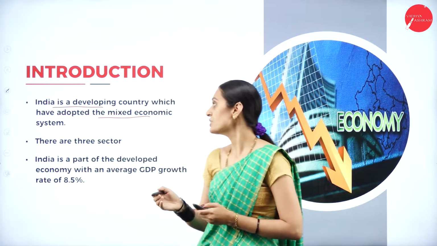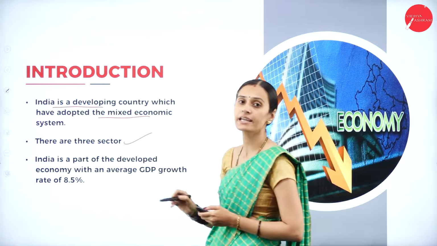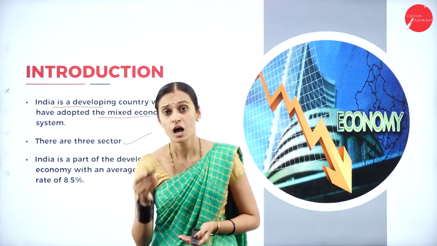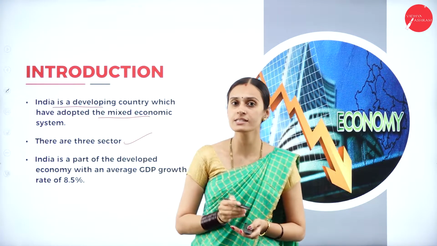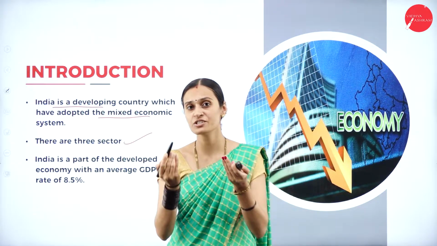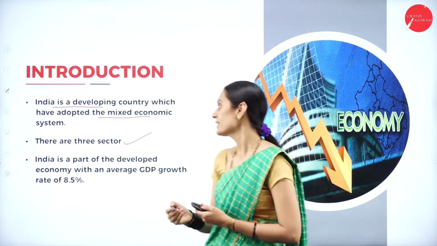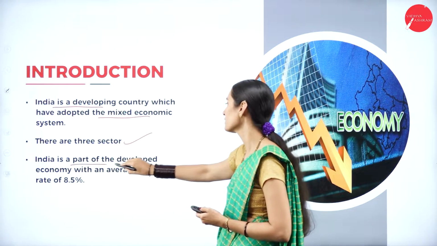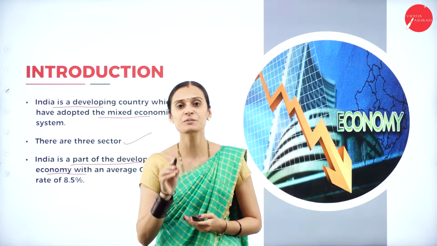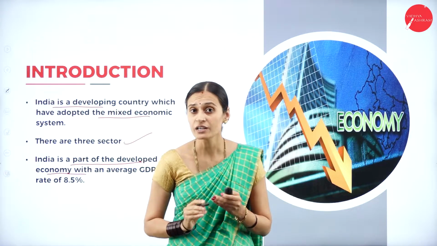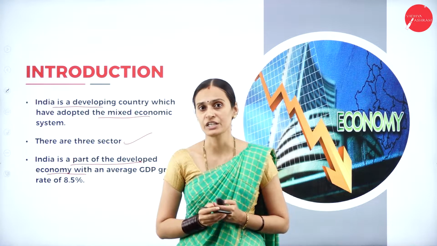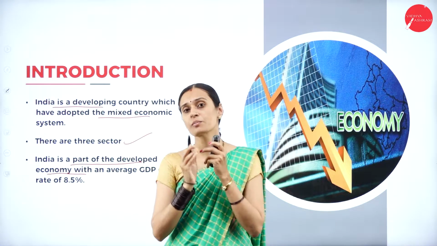There are three sectors in the Indian economy: the primary sector, the secondary sector and the tertiary sector. The primary sector belongs to agriculture, and the secondary sector belongs to industry. The tertiary sector is considered the service sector. India is moving towards a developed economy with an average GDP growth of 8.5%. Now we are taking steps towards a developed system by achieving a good GDP rate. This is the current Indian economic system.